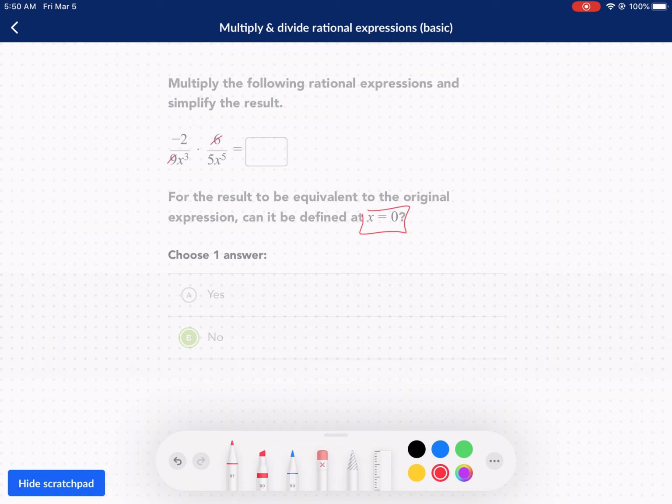We have 6 and 9. Those can both reduce by 3. That leaves us 2 and 3. And that's it. Can't reduce the 2 with the 5, and there's no x's in the top. So we have negative 2 times 2 in the top, 3 times 5 in the bottom, and then x to the 3rd times x to the 5th. We get negative 4 in the top. In the bottom, we get 15x, and then we add exponents if we have like bases being multiplied together. So we're going to add these exponents, and we get x to the 8th power. Negative 4 over 15, x to the 8th.